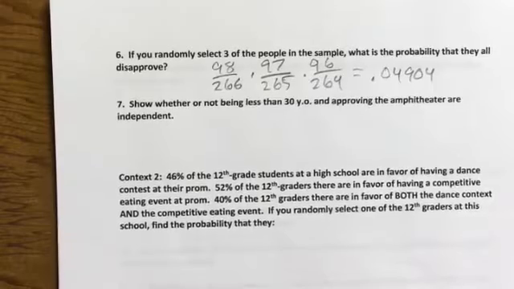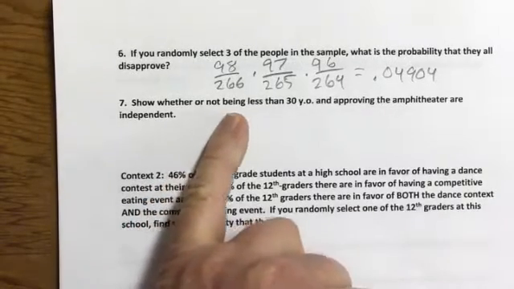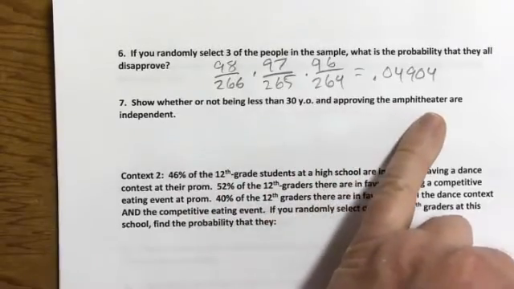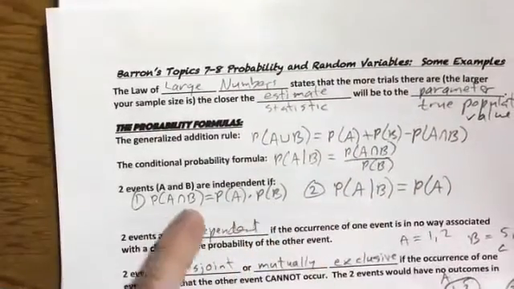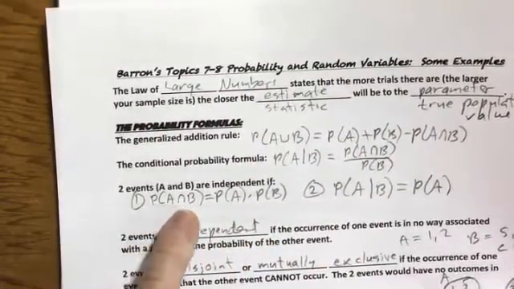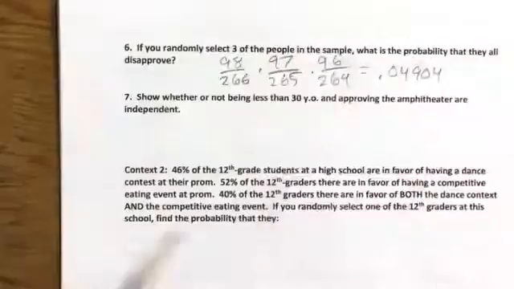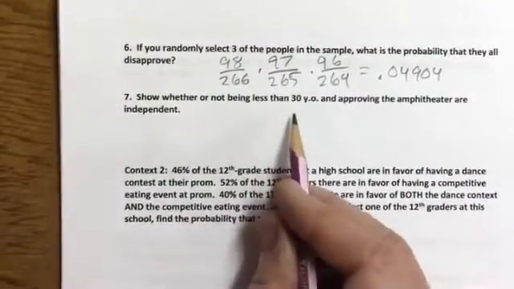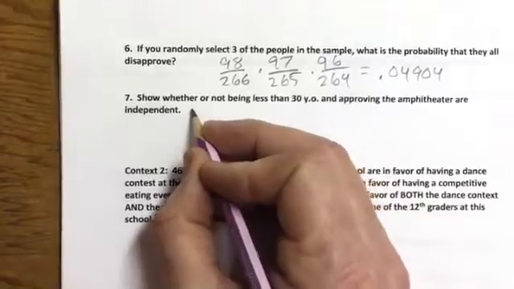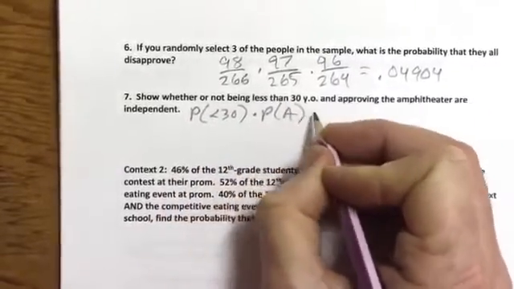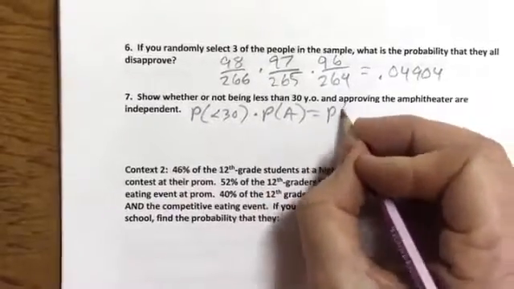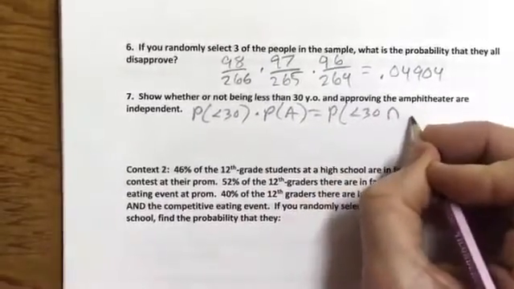All right, show whether or not being less than 30 and approving the amphitheater are independent. So what we've got to do to show independence is use one of our little formulas here. I'll choose that one. We have to show that when you multiply them together, it's equal to the overlap. So the probability of less than 30 times the probability of approving is going to equal the overlap, the probability of less than 30 and approving.